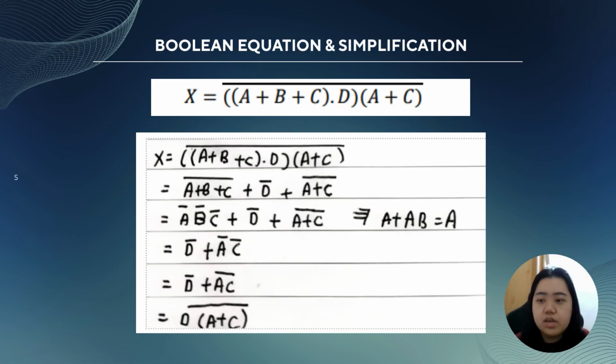So first, this is the Boolean equation given for the question, and we need to simplify it. First we apply De Morgan's theorem to break the bar, and then we simplify each bracket. Then we use the absorption law, where A plus AB equals A, so the longer terms can be removed. Then the final expression is D bar plus AC bar. We can then factor it as D bar plus A C bar.